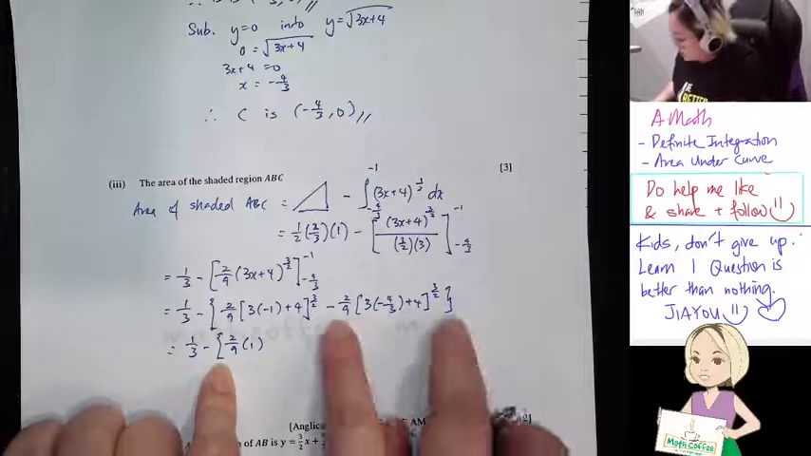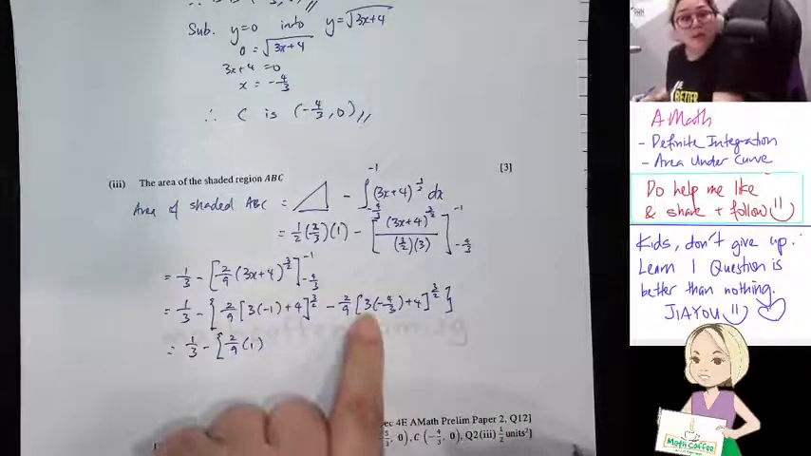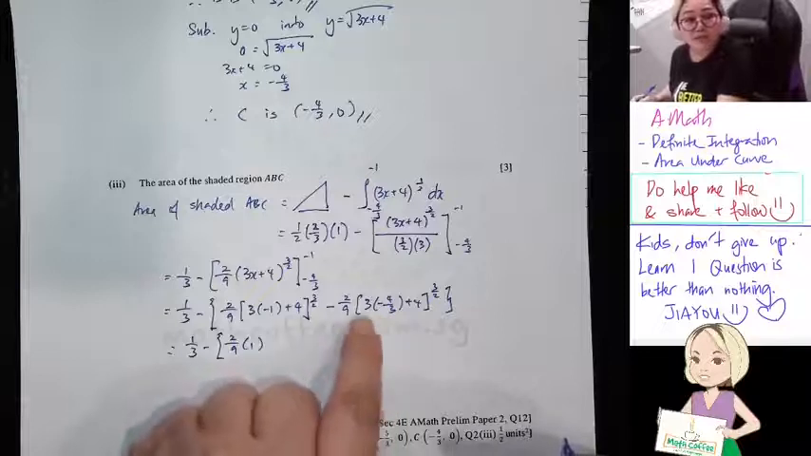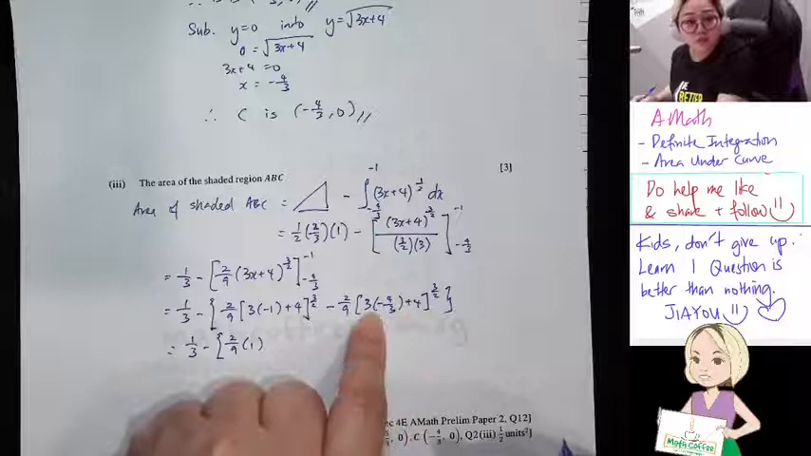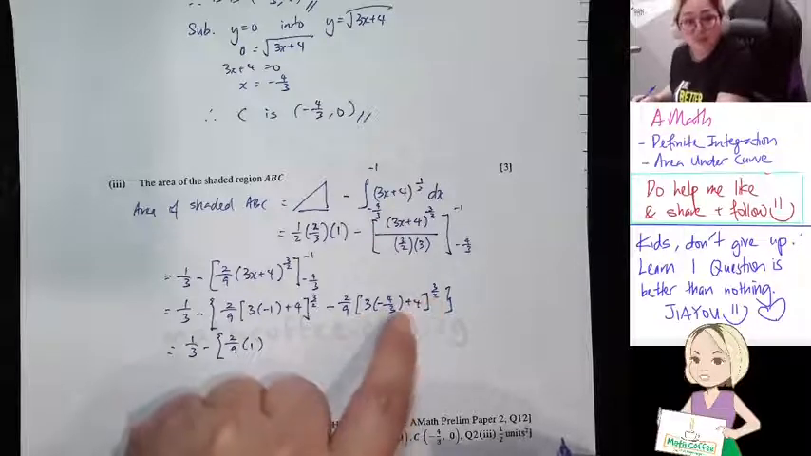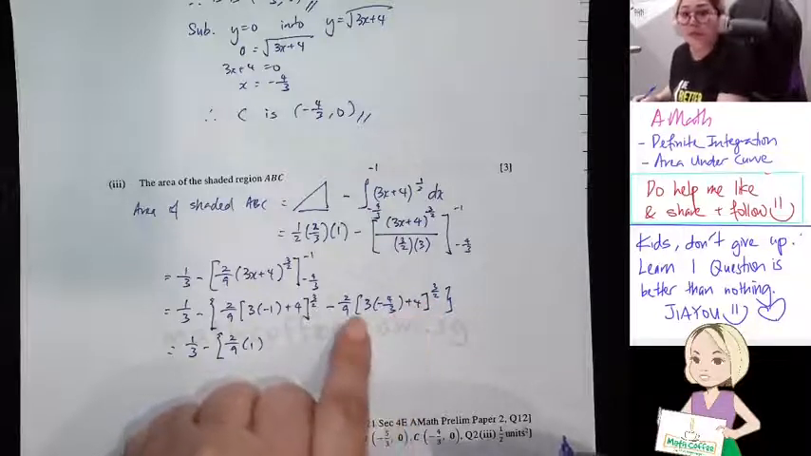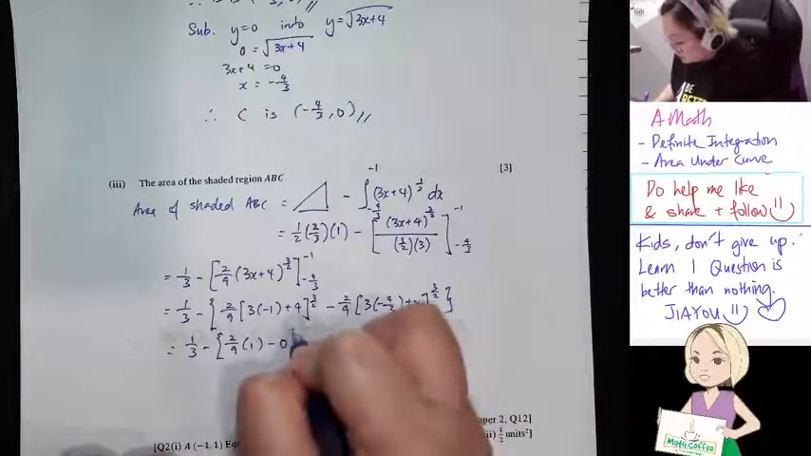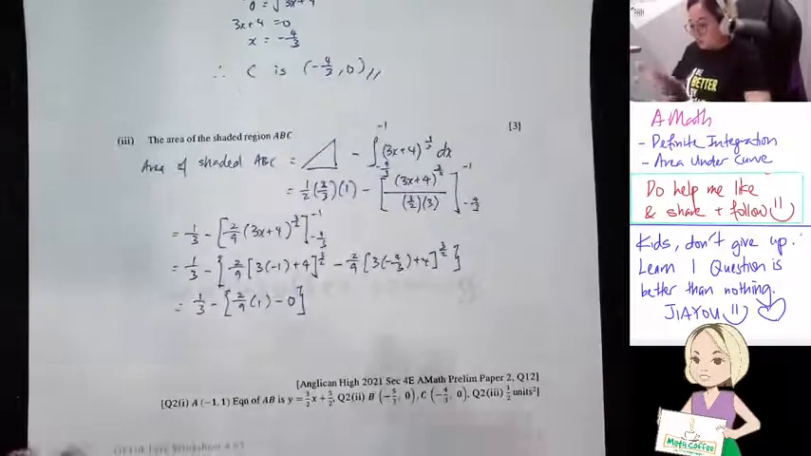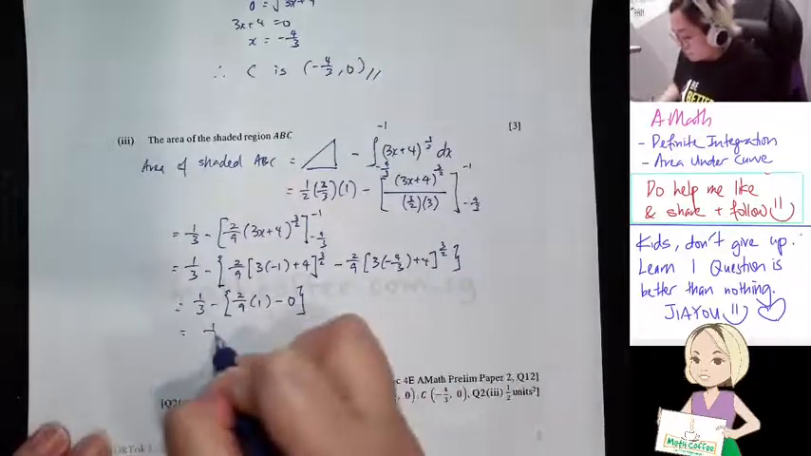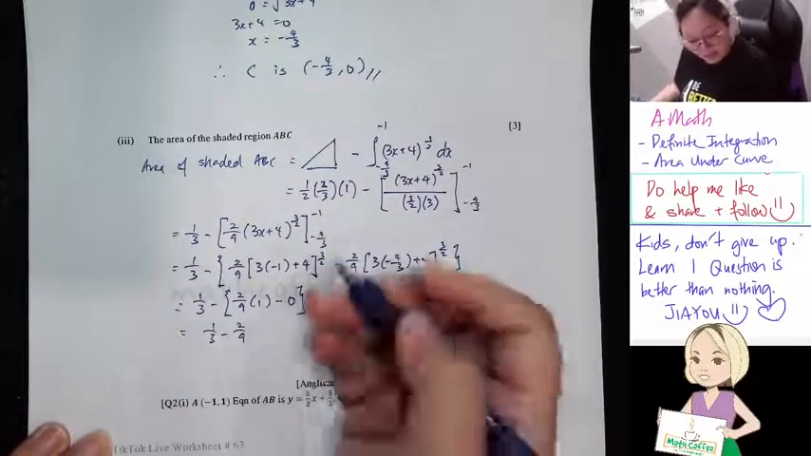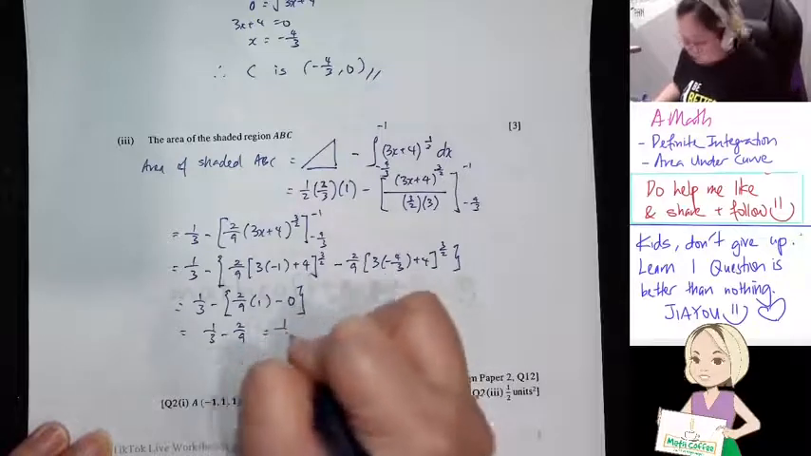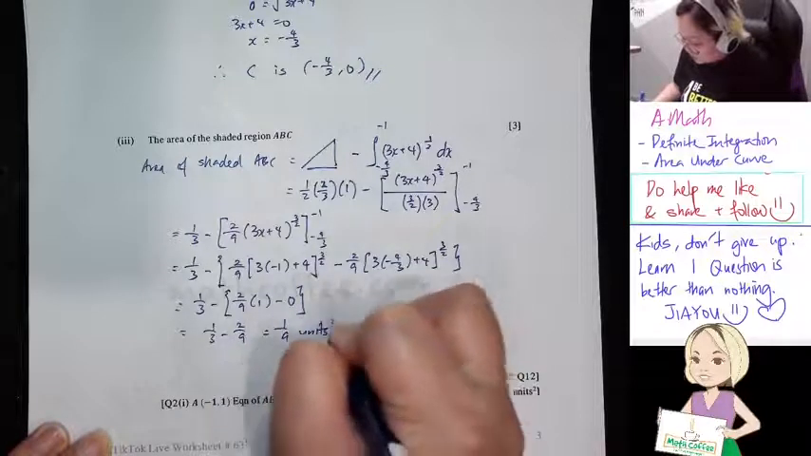So now let's take a look at this part. 3 multiplied by -4/3 is actually -4. -4 plus 4 is 0. 0 to the power of anything is 0. 0 times 2/9 is 0. So actually the back side is just 0. So it becomes minus 0. So in the end, I'll just get 1/3 minus 2/9. And my answer is just 1/9 unit square.